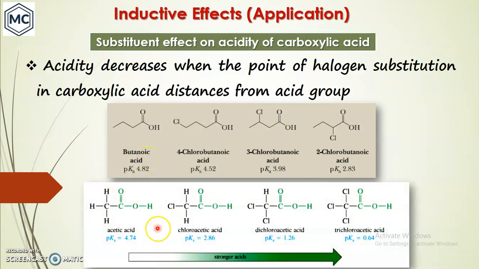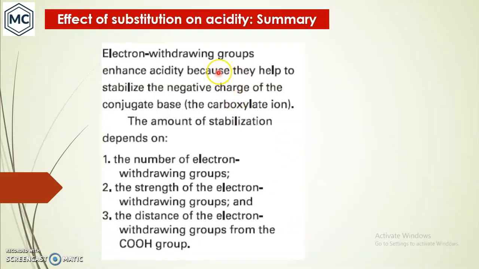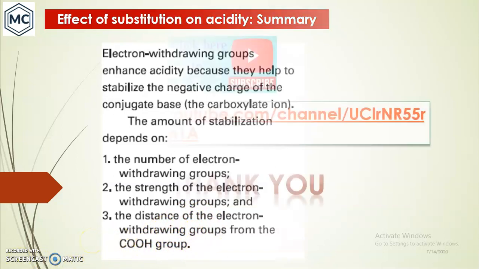Next example, when the number of chlorine atoms increases, it will be more acidic. If you have three chlorine atoms, acidity increases. So in summary, electron withdrawing groups enhance acidity because they help to stabilize the negative charge of the conjugate base. The amount of stabilization depends on the number of electron withdrawing groups, the strength of the electron withdrawing group, that is its electronegativity, and the distance of the electron withdrawing group from the carboxylic acid. That's all, and thank you for watching.